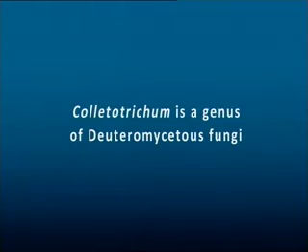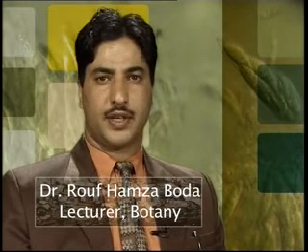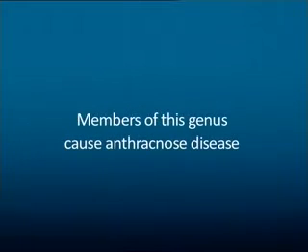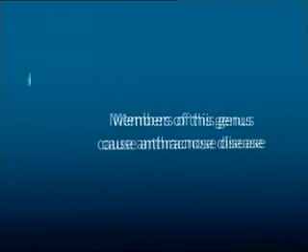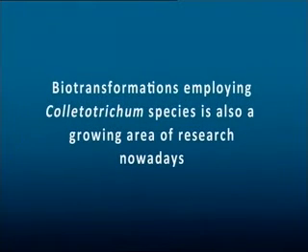Colletotrichum is a genus of deuteromatous fungi. Several plant pathogenic species have been recognized in this genus. They also infect some animals. Members of this genus cause anthracnose diseases of cereals, grasses, legumes, vegetables, and fruits. Not only are they plant parasites, but they also infect animals. Biotransformations employing Colletotrichum species is also a growing area of research nowadays.